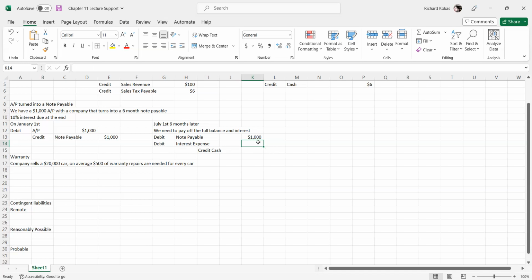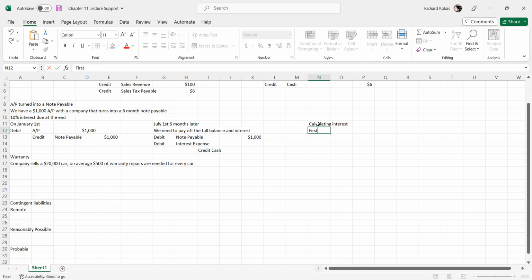We need to figure out how much we're debiting interest expense for, and then whatever that is, that plus the $1,000 is what we're going to credit cash for. So how do we calculate interest? I'll put it as steps, and maybe you don't need all these steps, but I'm going to do it as broken down as possible.